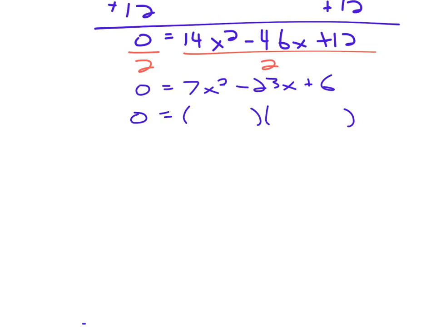Because 7 only breaks down one way, 7 times 1. So I could say 7x here and x here. It doesn't matter where each of them land. X could be in front and 7x. But it's only 7x and 1x. That's the only way you can break up 7 is 1 times 7.